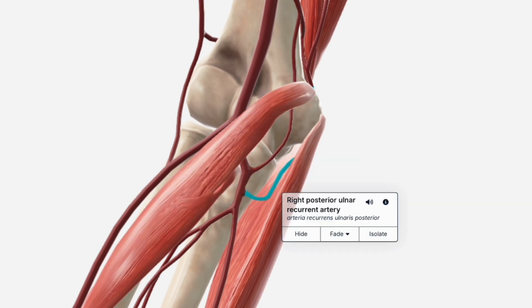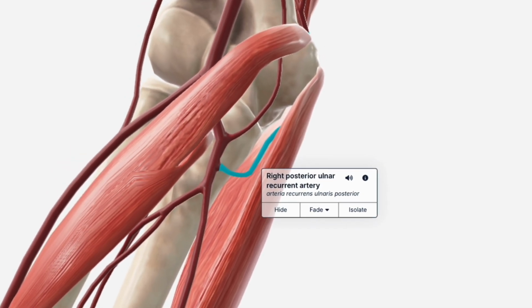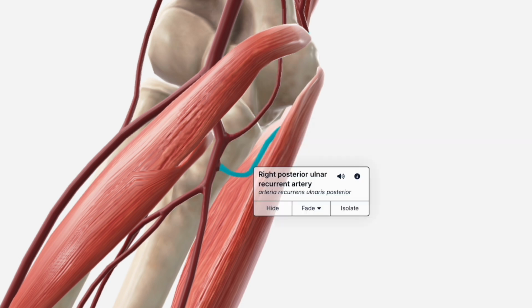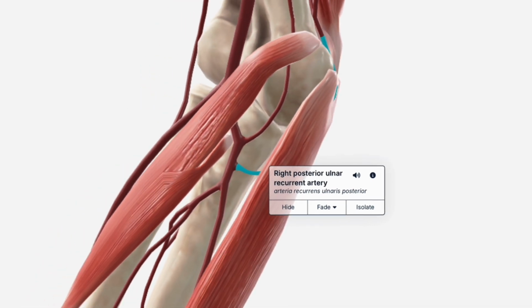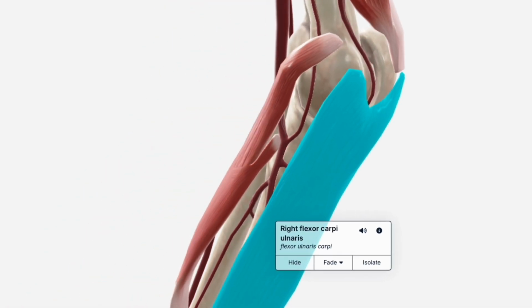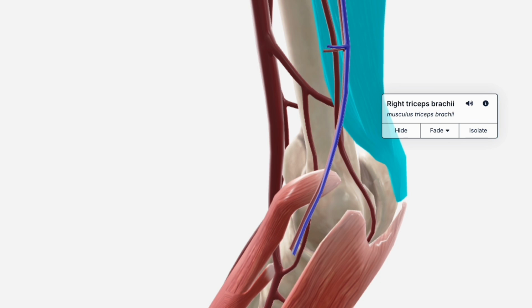Now coming to the posterior recurrent artery. So this posterior ulnar recurrent artery, it originates slightly below the anterior ulnar recurrent branch. It ascends behind the medial epicondyle and it supplies flexor carpi ulnaris. Then it goes and supplies the triceps brachii and also the posterior elbow capsule.